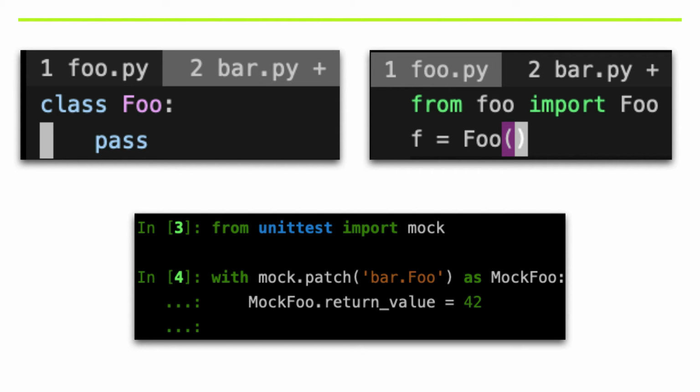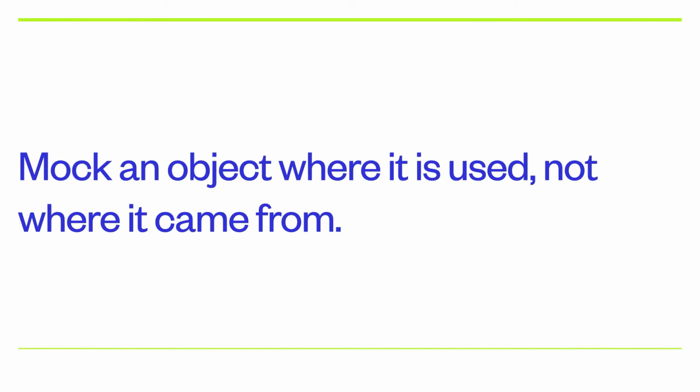I've just written here, for example, .return_value equal to 42, but I can assert some things with this mock object called mock_foo, right? But if you observe here, I've done bar.Foo. So it's coming from the module bar.py, and it's not coming from the module foo.py. The essence is that you should mock an object where it is used and not where it came from. All right.